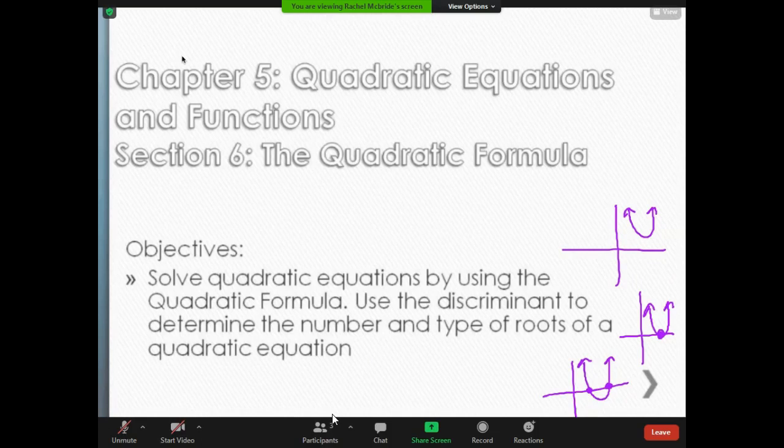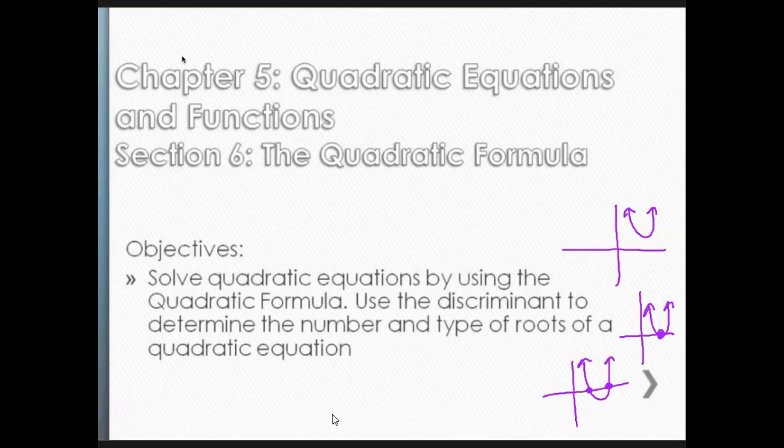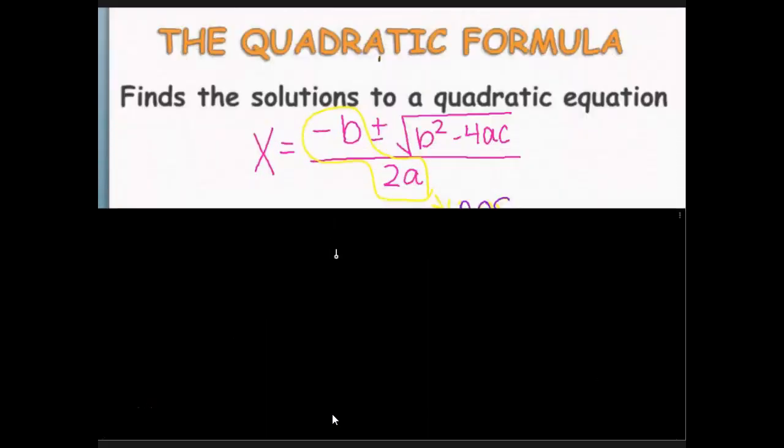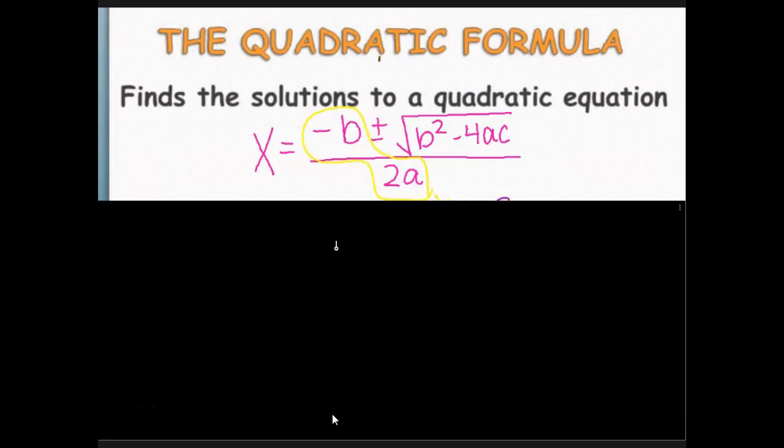All right, so we are looking at chapter 5. We're looking at quadratic equations. We are looking at the section of quadratic equations now where we're applying the discriminant to the quadratic formula. The quadratic formula is the equation we gave yesterday, but we're also going to review it and go back over and through it today. So the quadratic formula is x equals negative b plus or minus the square root of b squared minus 4ac, all over 2a.